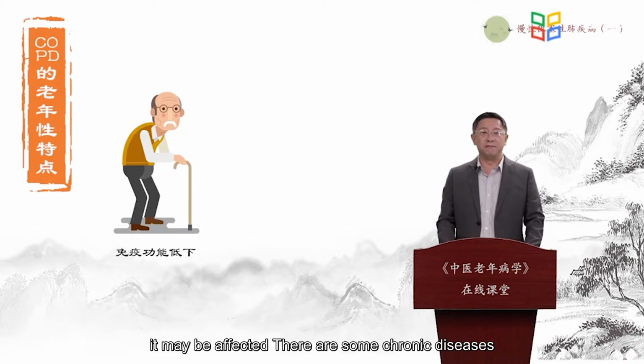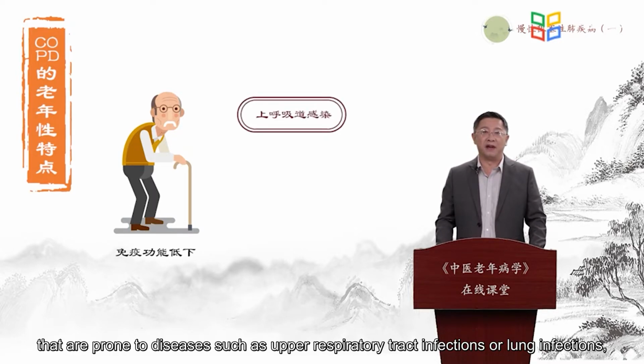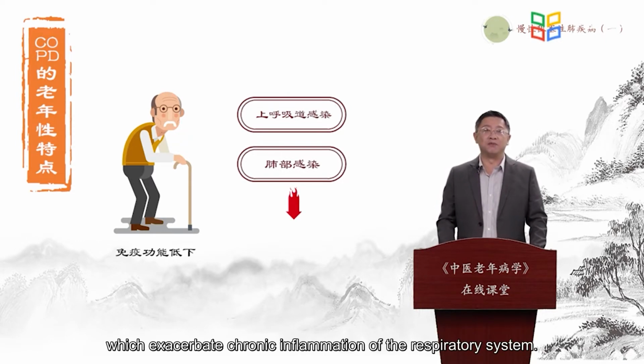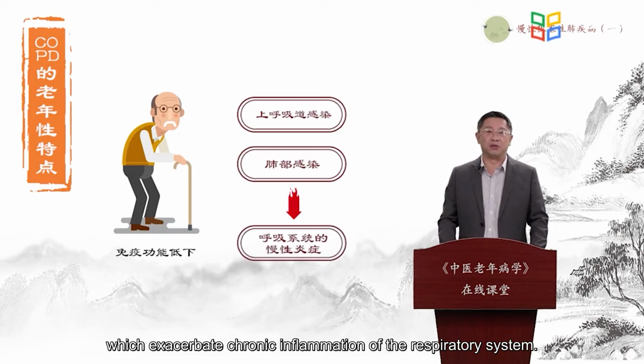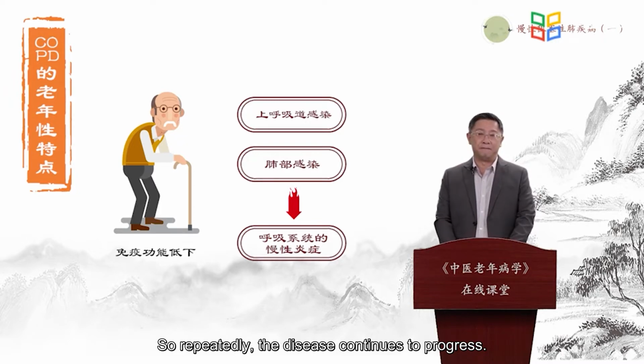Due to the weakened immunity of the elderly, they may be affected by some chronic diseases and are prone to upper respiratory tract infections or lung infections, which exacerbate chronic inflammation of the respiratory system. So, repeatedly, the disease continues to progress.